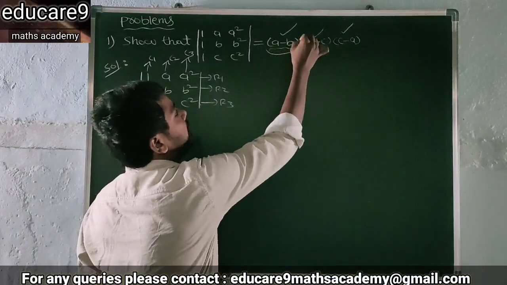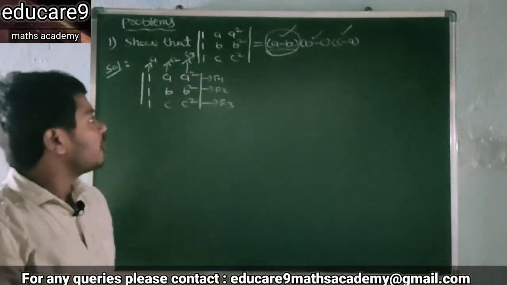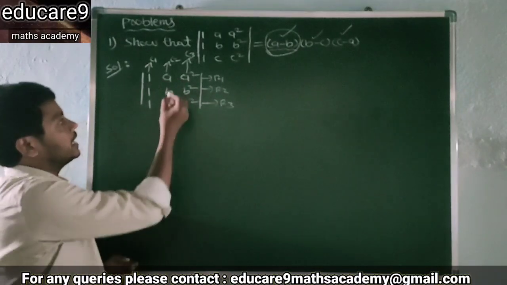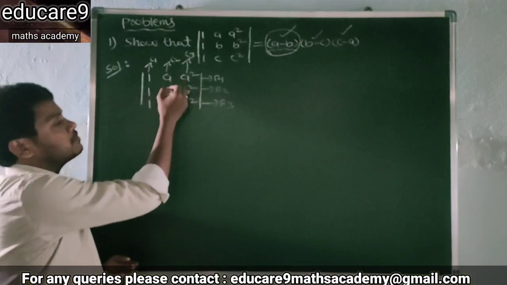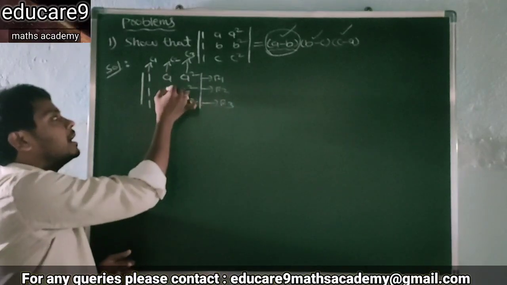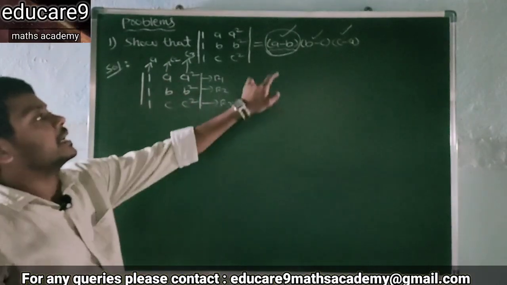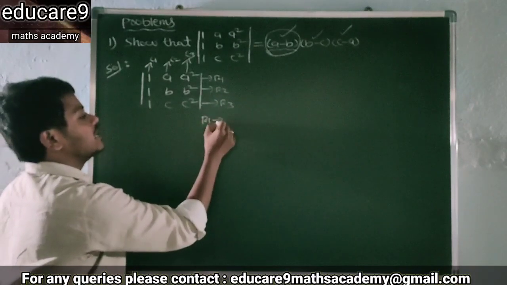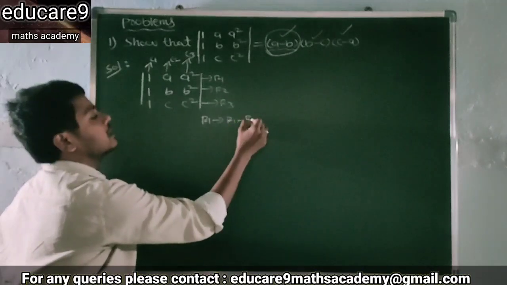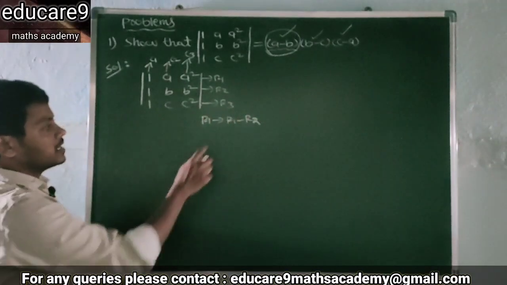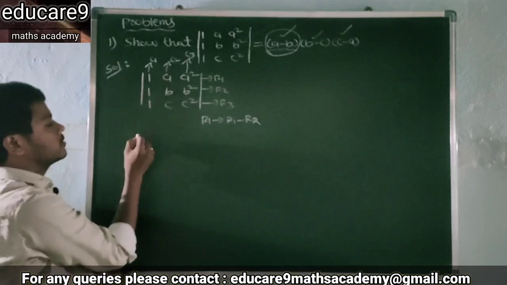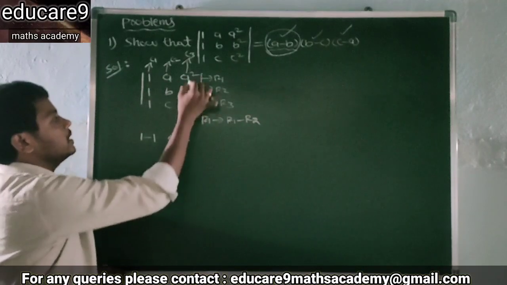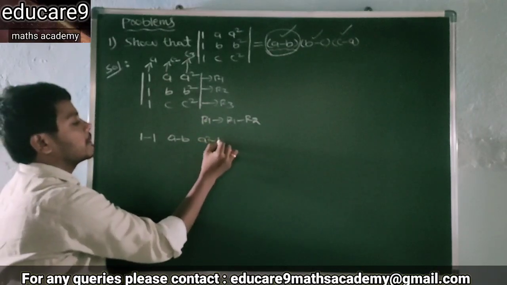So here you want a minus b. For that you have to do R1 minus R2. See here, clearly you will get a minus b when you do R1 minus R2. So therefore R1 changes as R1 minus R2. See here, R1 minus R2: 1 minus 1, a minus b, a square minus b square.